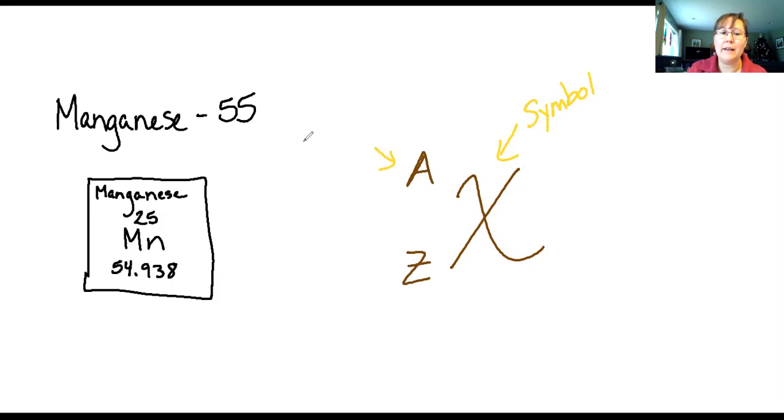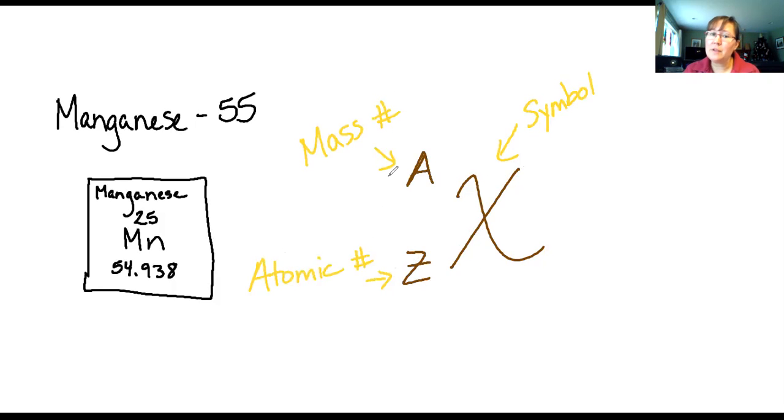And the A here is the mass number, which sounds really weird because you think it should be atomic number, but it's not. It's mass number, which remember is protons plus neutrons. And the Z is the atomic number. And the atomic number, remember, is our number of protons.